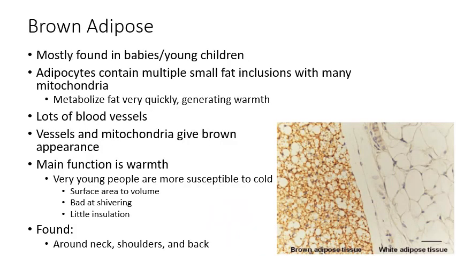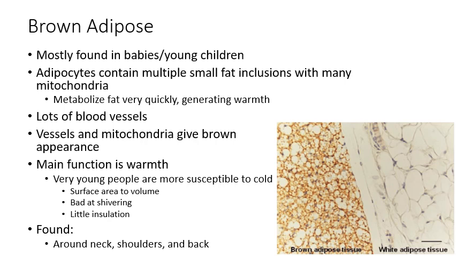Right, then you have brown adipose tissue. That's more common in babies and very young children. You would lose it as an adult, so as an adult you have very little left over. The role of brown adipose tissue is primarily to give warmth. It's not really for storing energy, it's for giving warmth. And so it has a few differences from white adipose tissue that help it serve that function.